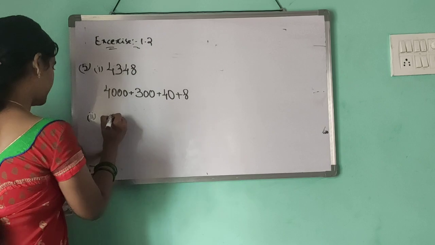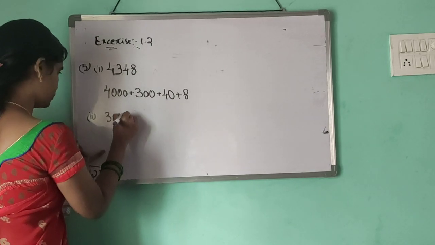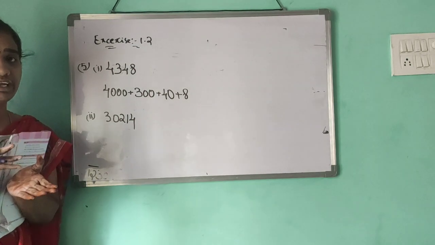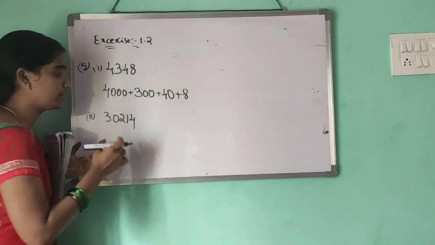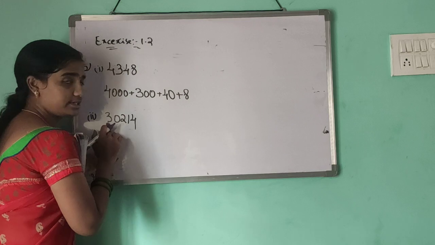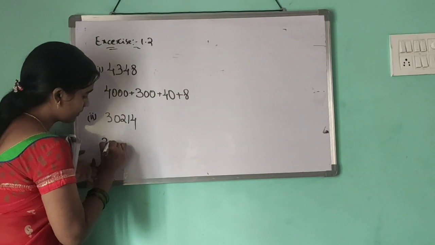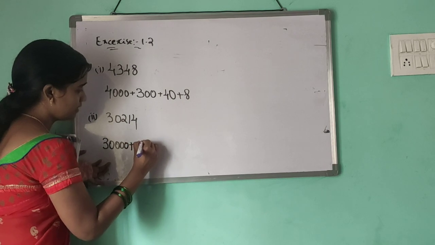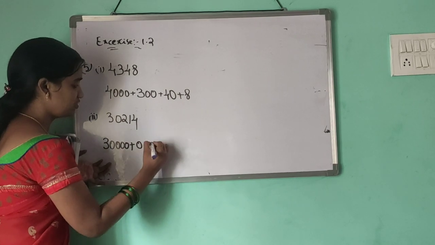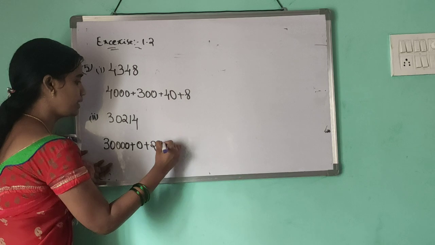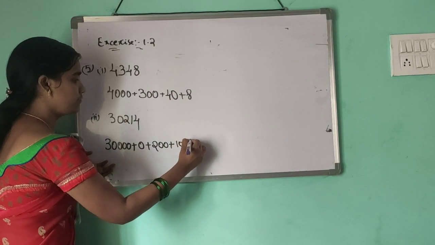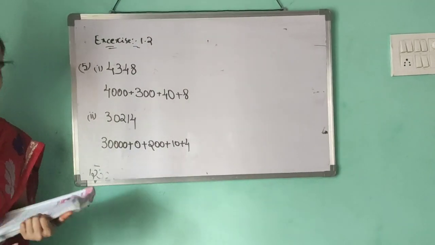For example, here I will take the second number, 214. First we will check how to expand this number. First we will check how many digits are given. 1s, 10s, 100s, 1000s, 10,000s. So 30,000 plus 0 plus 0, nothing. 2 is 100's place, 200 plus 1 into 10's place, 4. This is the expanded form of the given number.